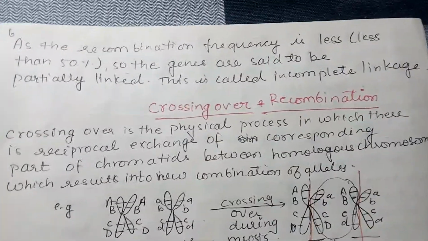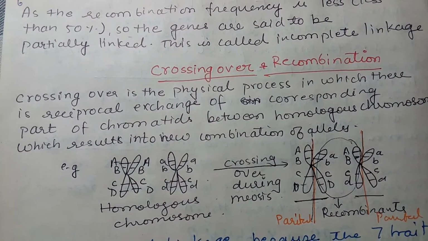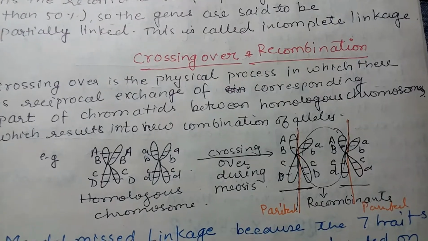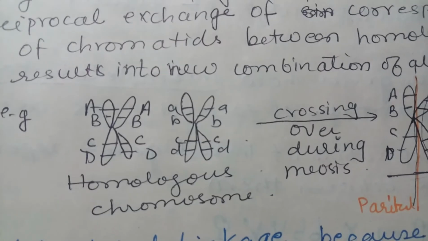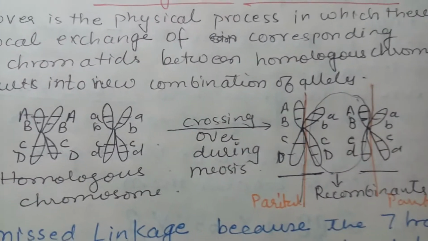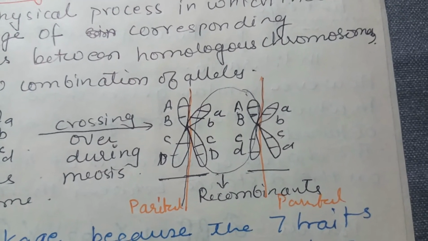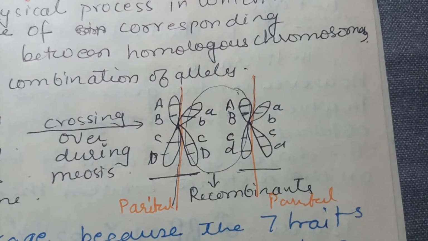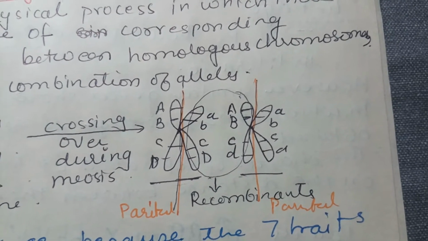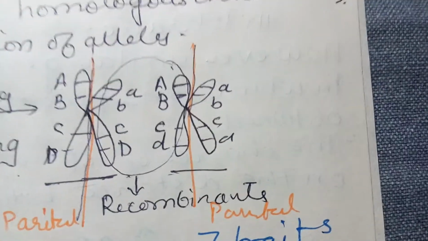Now let's study crossing over. Crossing over is the physical process in which there is a reciprocal exchange of corresponding parts of chromatids between homologous chromosomes, which results in new combinations. Like this, these are homologous chromosomes, you can label A, B, C, D. When crossing over occurs, they exchange segments, and new combinations are possible. So half of the arm of the chromosome will have the parental combination. When they form gametes, half are parental and half are recombinant.